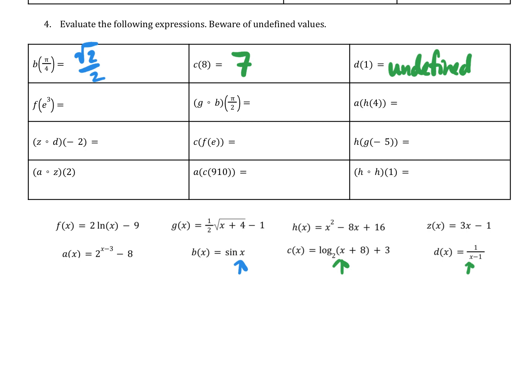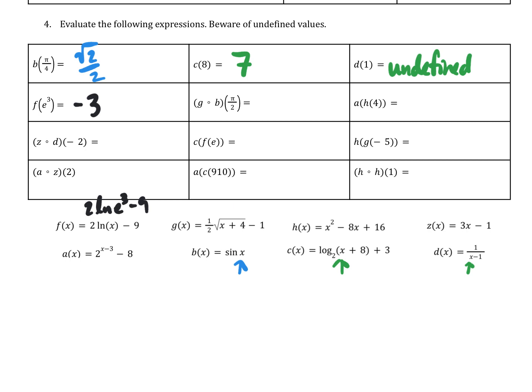F of e to the third. 2 ln of e to the third minus 9. What power of e gives me e to the third? Well, it must be 3. So 3 times 2 is 6. 6 minus 9 is negative 3.